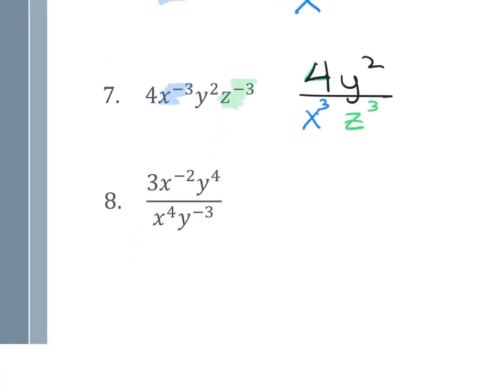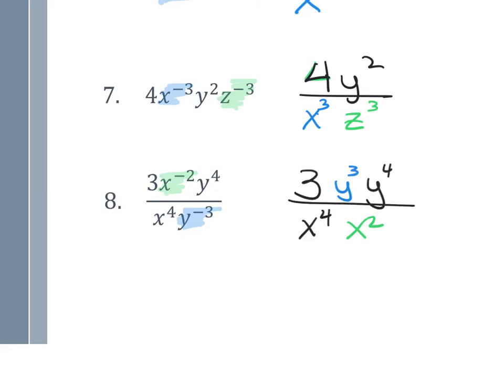Now this next one, the ones that I'm going to move are the x squared, the x to the negative 2 power, and the y to the negative 3 power. Everything else is going to stay where it is. So I have a 3, I have a y to the 4th, and I have an x to the 4th that are staying. I'm going to move the green x squared to the bottom, and the blue y to the negative 3 to the top.